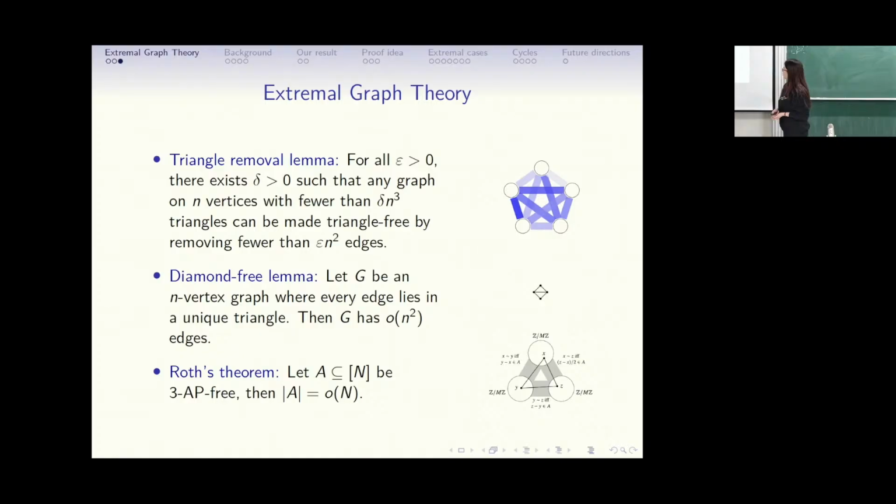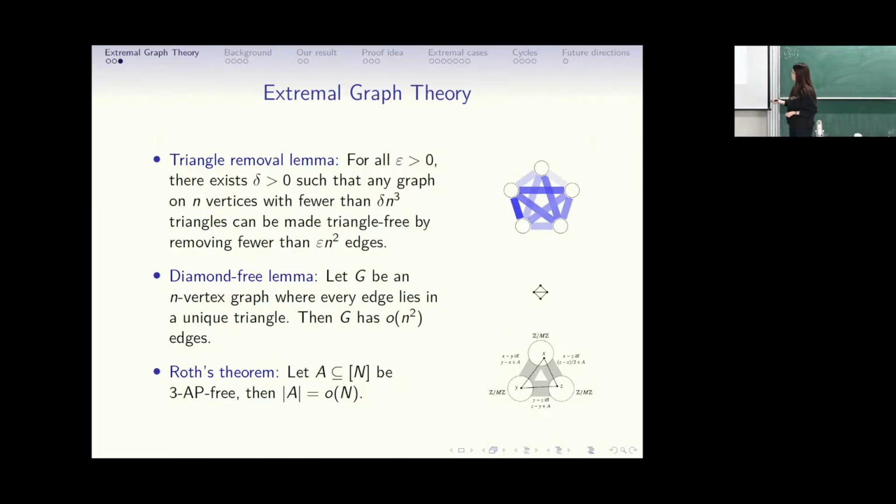And this gives us a direct corollary called the diamond-free lemma. A diamond is a graph like this, where we have one edge which is in two triangles. So diamond-free means that in the graph, every edge lies in a unique triangle. Okay. Then the graph has little o of n squared edges.